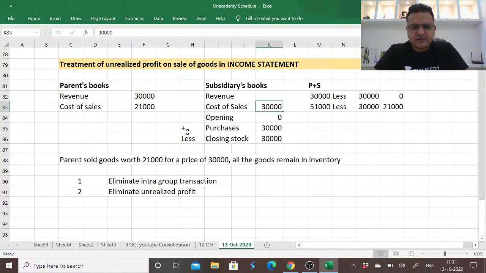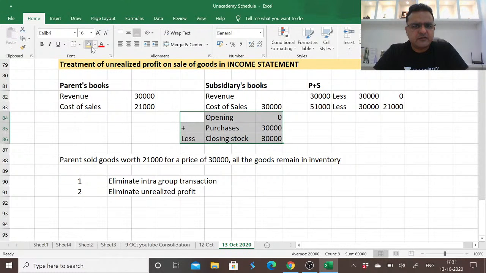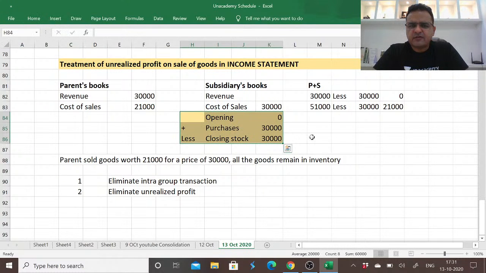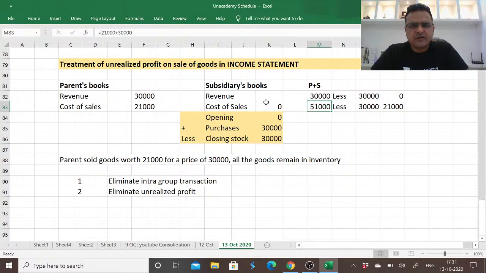So this was representing the cost of sales. There were purchases of 30,000, and closing stock was 30,000. The cost of sales this year was nil, but there was an intra-group transaction. If you notice, the purchases of 30 were an intra-group transaction. We have to remove purchases, so the resulting cost of sales turns out to be equivalent to 21 in the end.